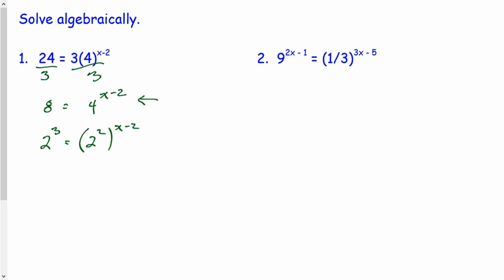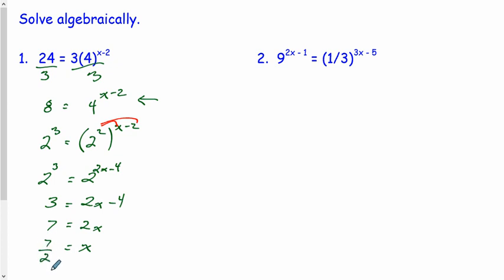Remember, at this point, with a power raised to an exponent, I multiply the exponents, so this 2 has to be distributed to both of those. Again, just a reminder, you need to be careful with that. So I have 2 cubed equals 2 to the 2x minus 4. Remember, we did the 2 times that negative 2 to get that minus 4. Power equals power, base equals base, so the exponent equals the exponent. I can add the 4 on both sides, and I'll get 7 equals 2x. Divide by 2, and x is equal to 7 halves.